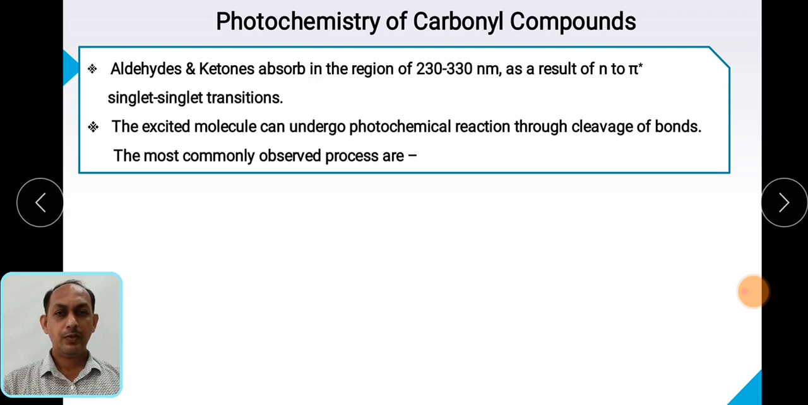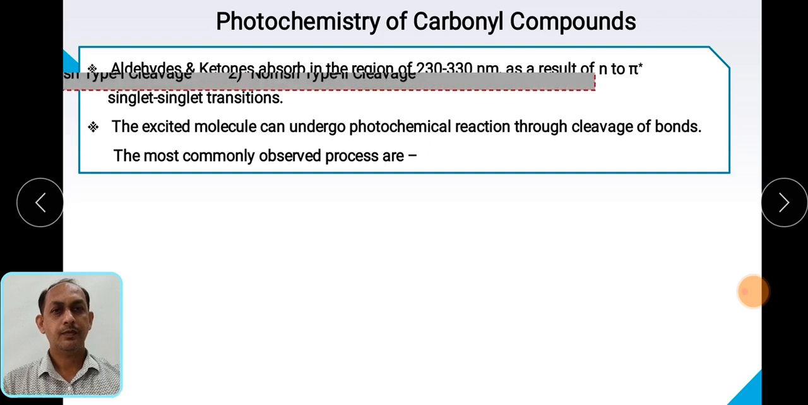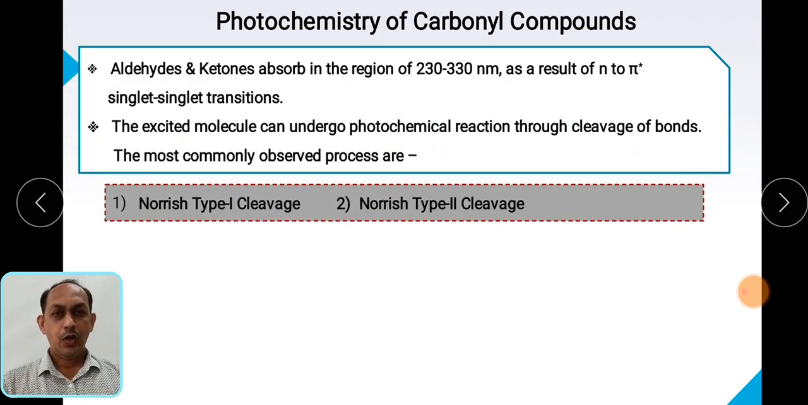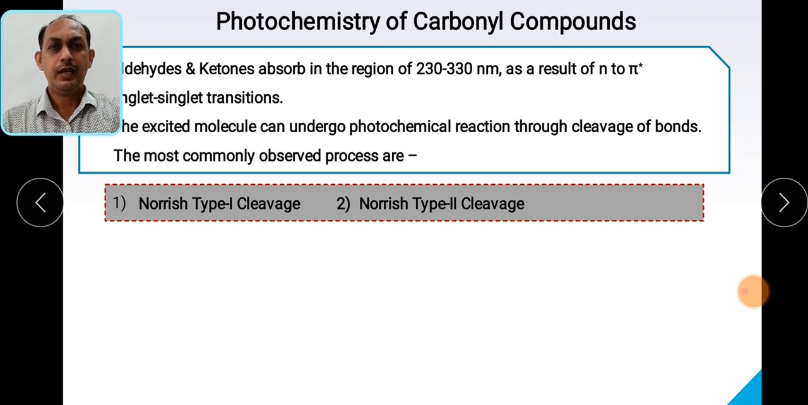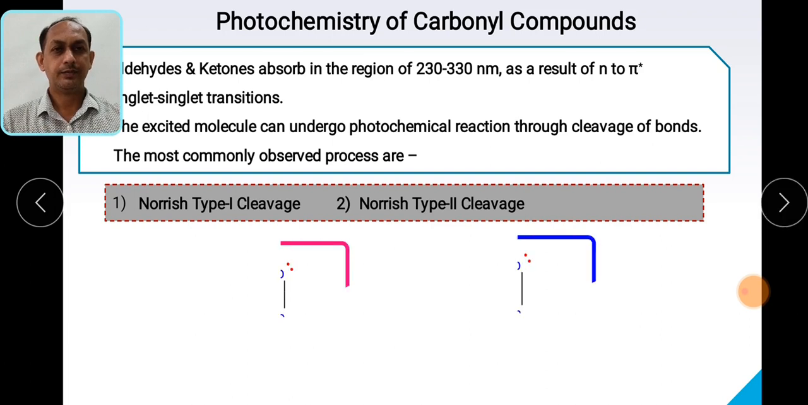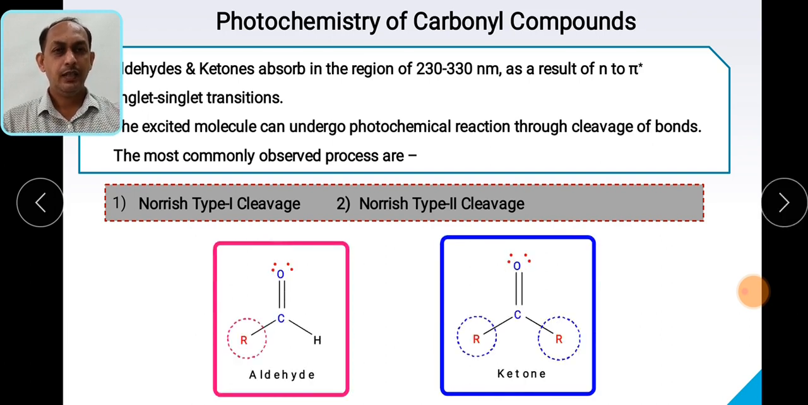And based upon the cleavage, these reactions are classified into two types. First one is Norrish Type-I cleavage, while another is Norrish Type-II cleavage. So these are the two types of cleavages you will experience when these particular molecules undergo photochemical reactions. As we know that this is an aldehyde structure, and already I have told you the sigma electrons are present over here in the single bond, then pi electrons are present over here, and these are the non-bonded electrons which are present on the oxygen.